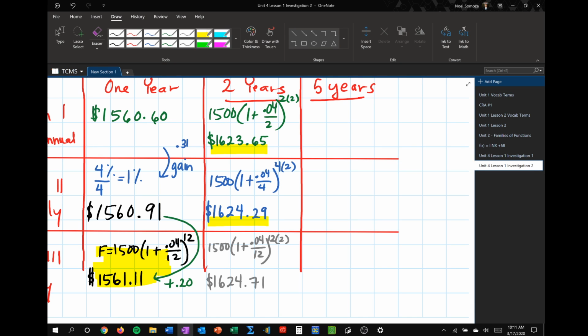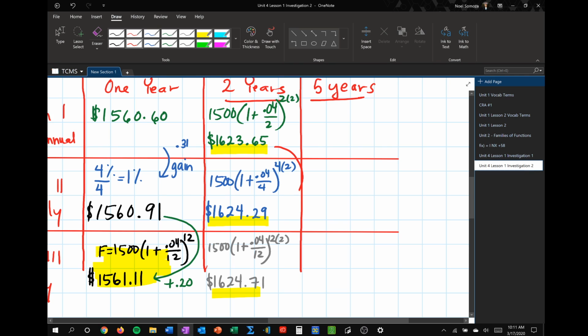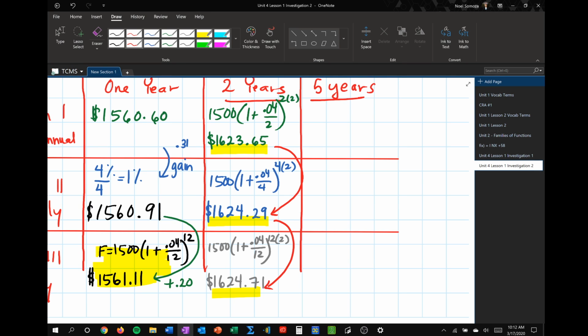Okay, so again, you compare what you got versus the ones before it, right? So there should be an increase when you do things quarterly versus semi-annually, and there should be an increase when you do things monthly compared to quarterly, right? Again, it's not much, it's pennies, it's just a few cents, but it all adds up, right? So if you're going to put money into an account and not do anything, it doesn't hurt to have a little extra change thrown in there as well.